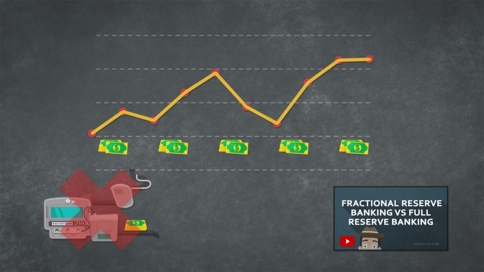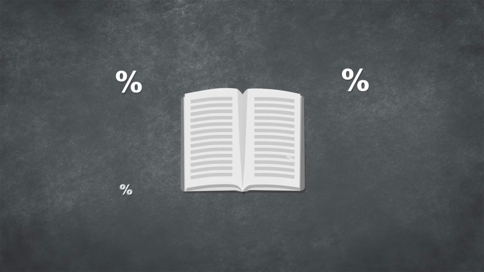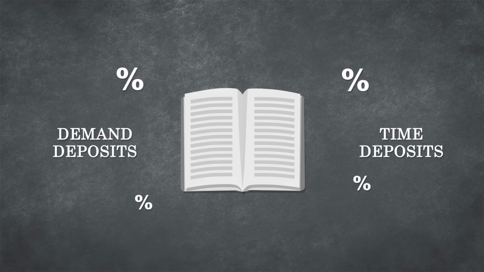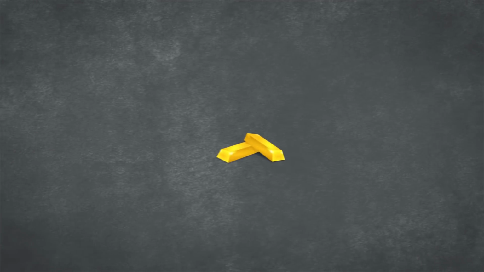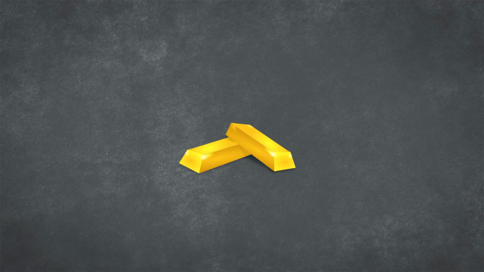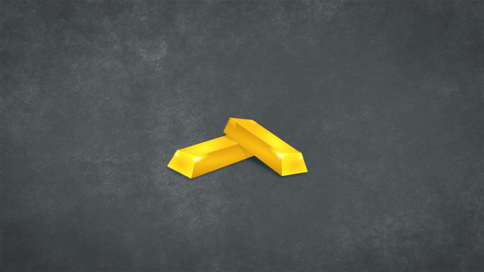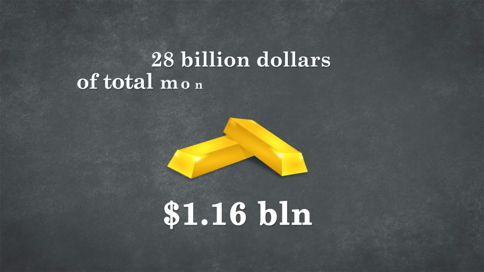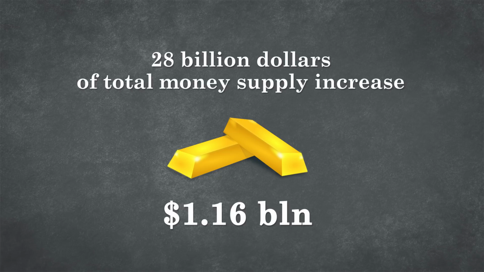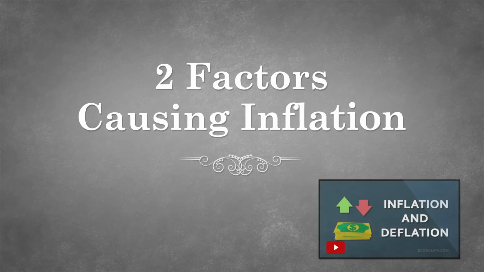Instead, the increase in money supply applied to the money substitutes, that is, funds normally treated by society as equal to cash. These substitutes included demand, time, and other easily cashed out deposits. Some argued that the inflation was caused by an inflow of gold, but during the boom, the gold reserves increased only by $1.16 billion, which is negligible compared to $28 billion of total money supply increase. There were two factors causing inflation.